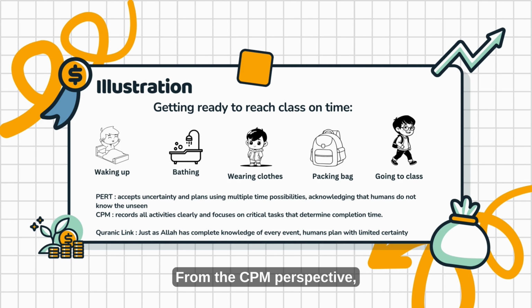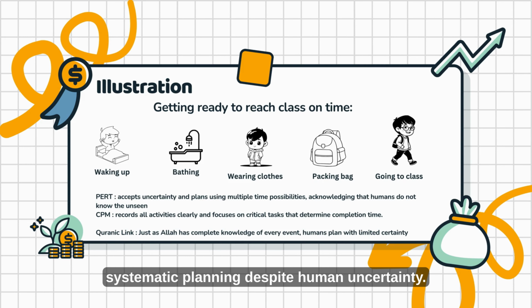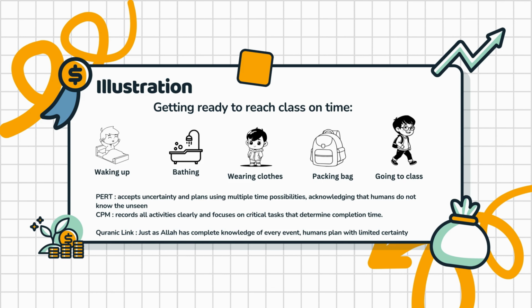From the CPM perspective, the student identifies critical activities like waking up, showering, and traveling to class. These tasks have no flexibility, and any delay will result in arriving late. This shows how CPM emphasizes order and accountability. Overall, this example demonstrates how CPM and PERT reflect the Quranic principle of systematic planning despite human uncertainty.